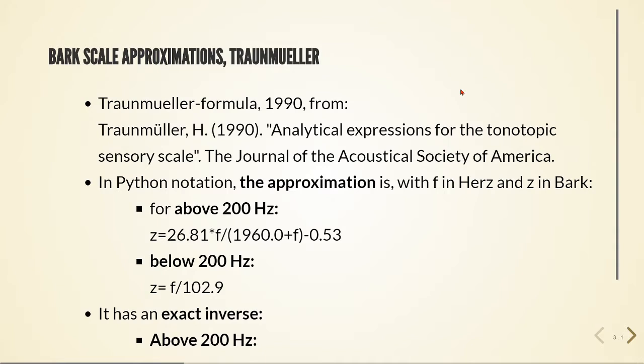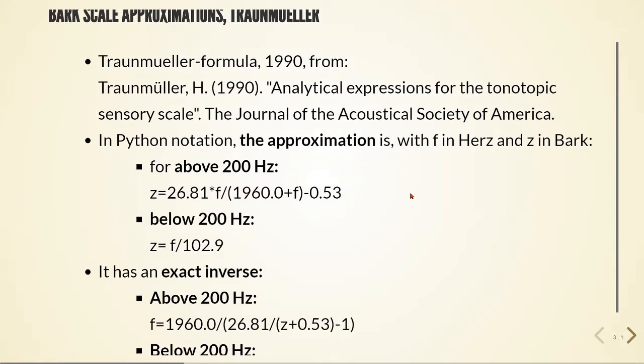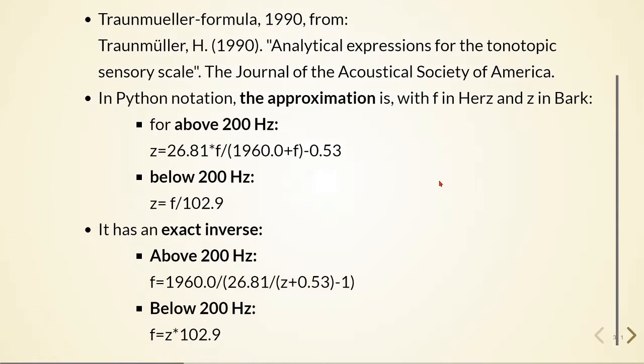Another important approximation is the Traunmüller approximation that comes from the 90s, and it was presented in Analytical Expressions for the Tonotopic Sensory Scale in the Journal of the Acoustical Society of America. In this approximation we have a simple notation in Python for above 200 Hertz given here and below 200 Hertz given here, and it has an exact inverse also for above 200 Hertz and for below 200 Hertz.